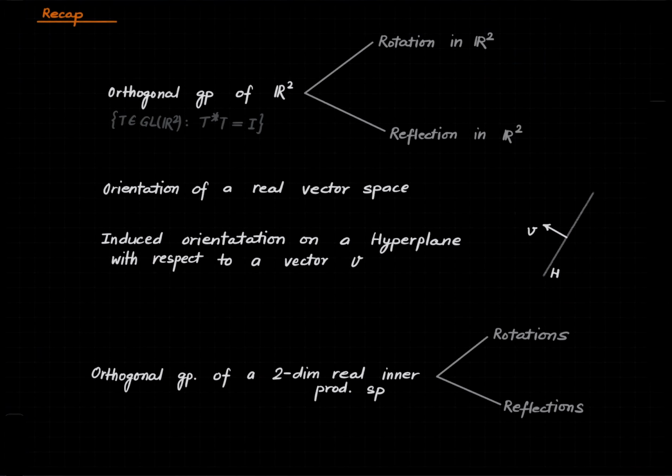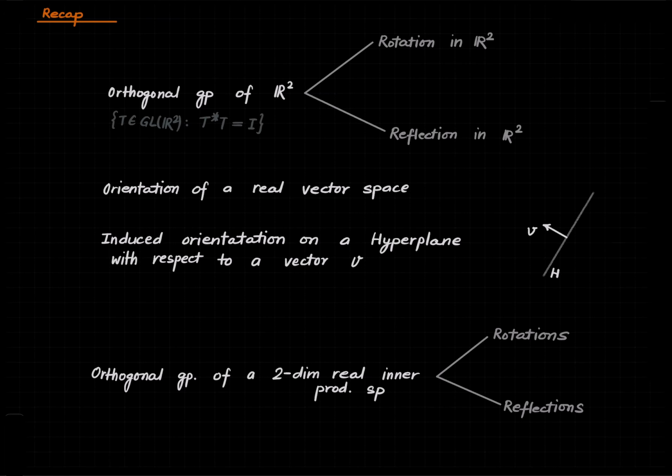Welcome to this lecture series in group theory. In today's lecture, we will talk about the orthogonal group of the three-dimensional Euclidean space, namely R3, and give an explicit description of it, just like we had for the two-dimensional Euclidean plane, namely R2.